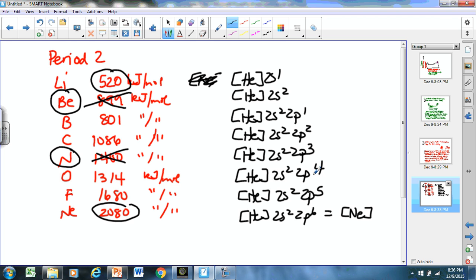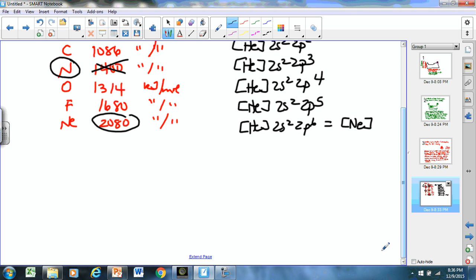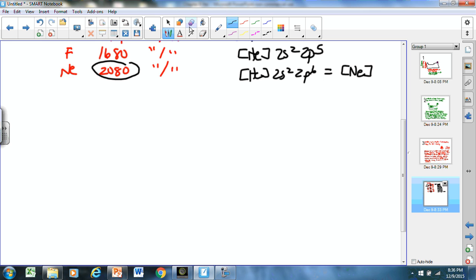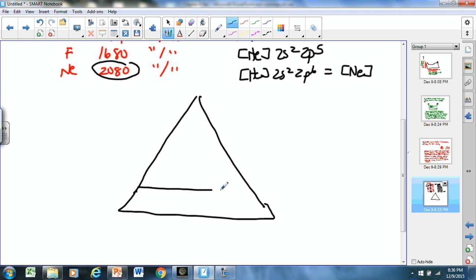Now, a couple days ago, I did the stability triangle. Had it on the board. I'm going to do it again, and then I'm going to flip back up here. Okay, so here's the stability triangle. I drew this big triangle, and I said that the most stable electron configuration is noble gas core.